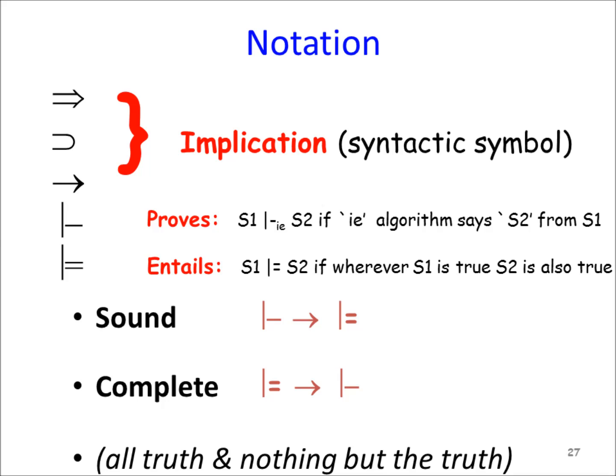Yes, and that's what I mean: what we have on the table for sound is that proof implies entails, but it should be the reverse. It should be entails only if there is proof. What do you mean by only if? So entails only if, it's a subset of what's on the table.